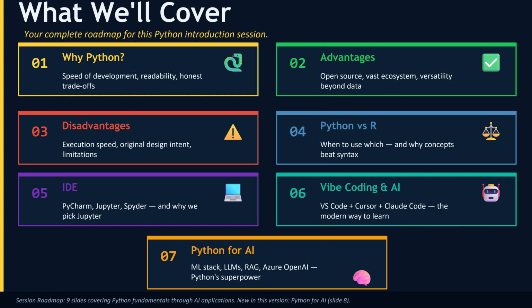This is the slide that answers the question: why does every AI application use Python? So why does every AI course, every Azure OpenAI tutorial, every LangChain demo, every RAG implementation, why does every single one of them use Python? Let's get started.